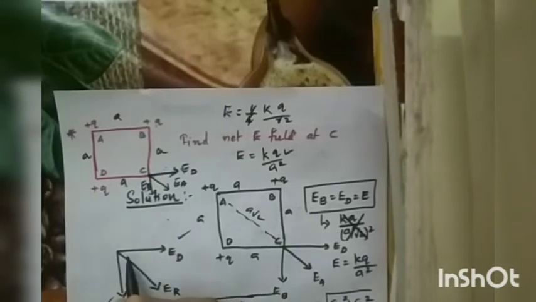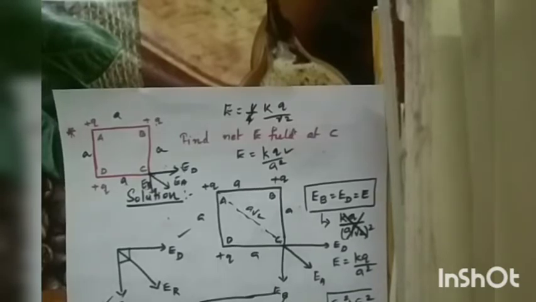So here we can write square root of EB square is E itself, ED square is E itself. And here we have cos theta, where theta is the angle between EB and ED. What is the angle between EB and ED? It is 90 degrees, and cos 90 is 0. So no need to consider this term.